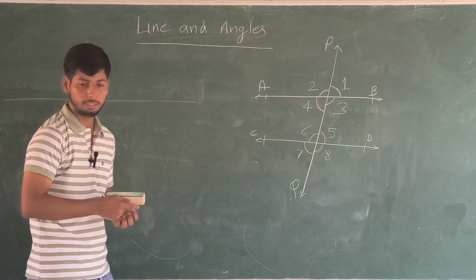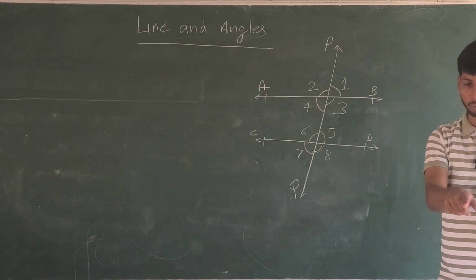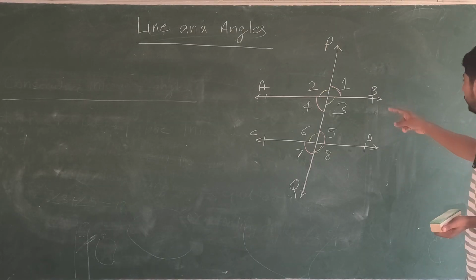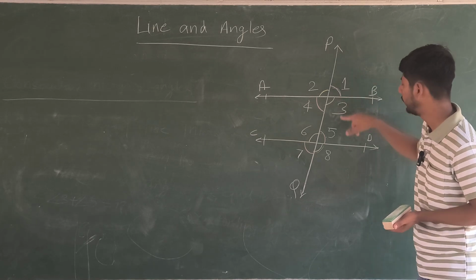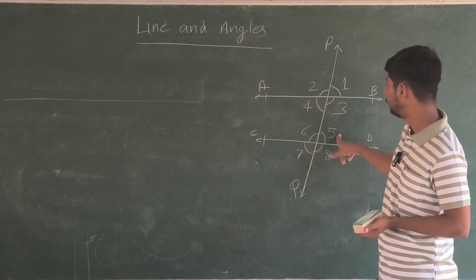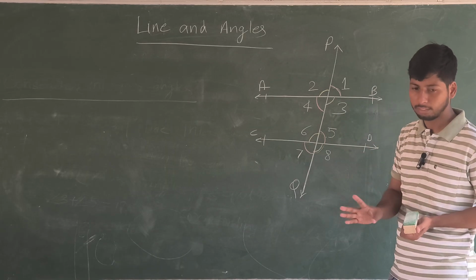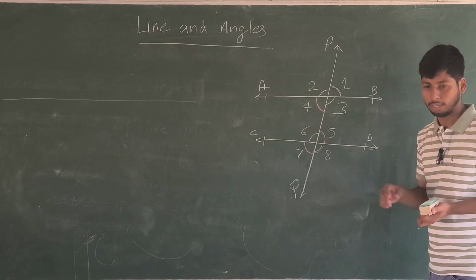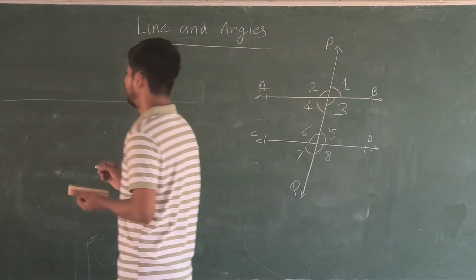Now we are going to prove the theorems. In the first point, corresponding angles, we have told you that the corresponding angles are equal, meaning angle 1 is equal to angle 5. This we have to prove: that corresponding angles are equal if a transverse line intersects two parallel lines. So note down the theorem.